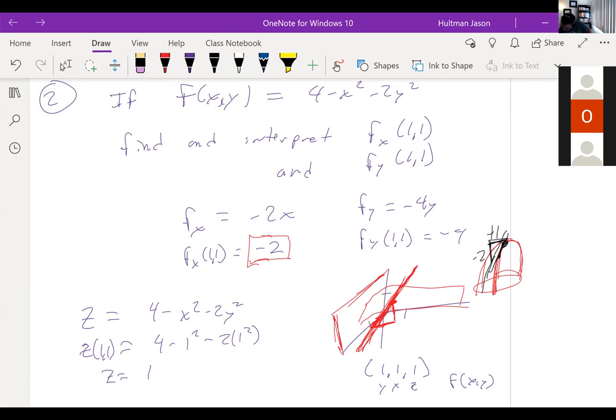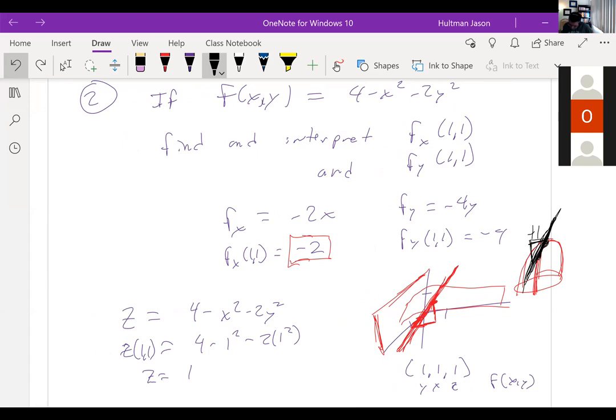What about the y direction? Well, if I look at the y direction, it's a lot steeper. It would be -4 in the y direction. Okay, again, we have an axis here.